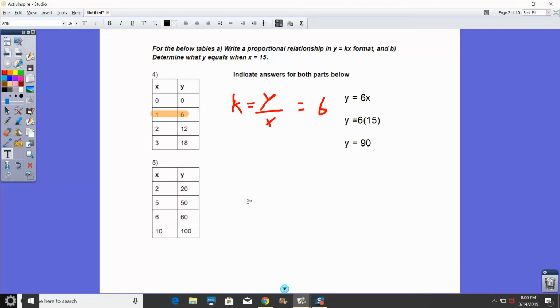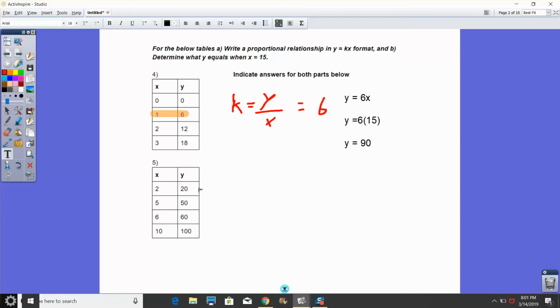However, you'll notice here in number 5, we have a slightly different situation, and that is that we don't necessarily have a unit rate, but once again, we can pick any 2 corresponding values. Also, I just want to point out that if I were to use this 0, 0 row, this obviously would not work because you can't divide by 0. So always make sure that when you pick a table of values that's a proportional relationship, that you use a non-zero value for x to get your answer.